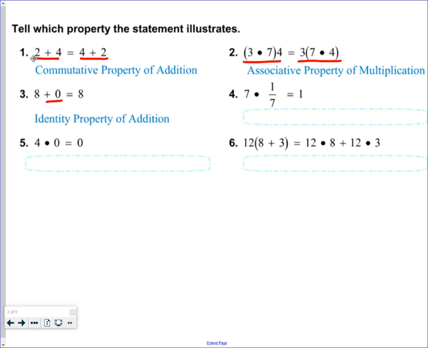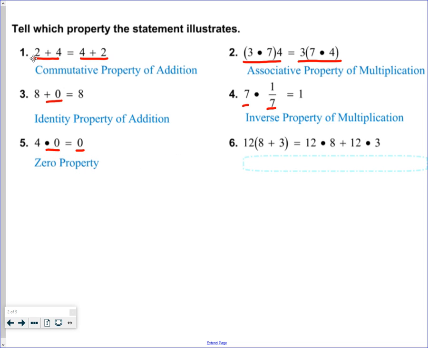Number 4, do you remember a number times its reciprocal? That's what it's trying to say. They cancel each other out. That's the reciprocal, that's the inverse property. This one's multiplication because that's what's happening. Now, anything times 0 is always 0. So that's just a 0 property.